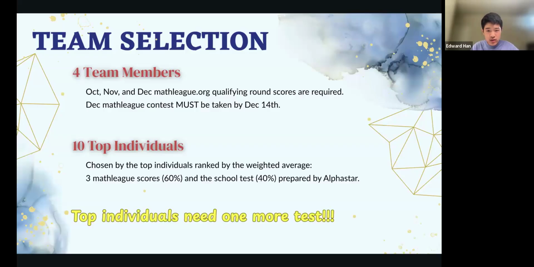And so the scores will be used to decide the 4 team members. And then if you don't qualify for the 4 team members, you will take a test prepared by AlphaStar. And the weighted average of this test will be used in order to calculate who is the top 10 individuals.